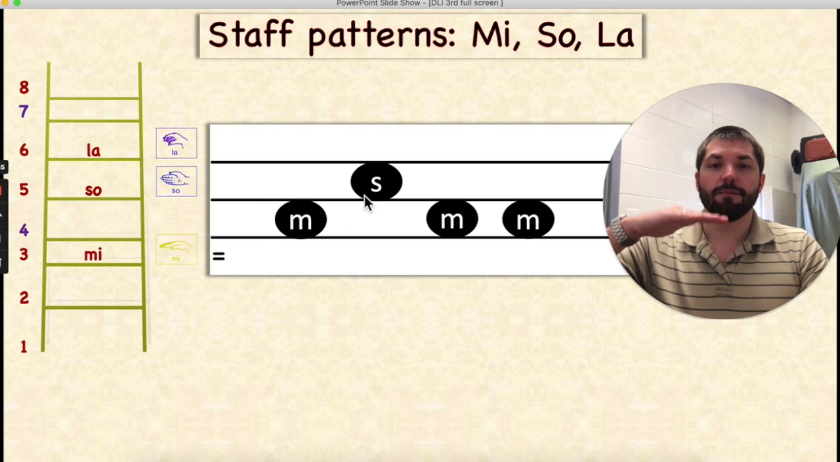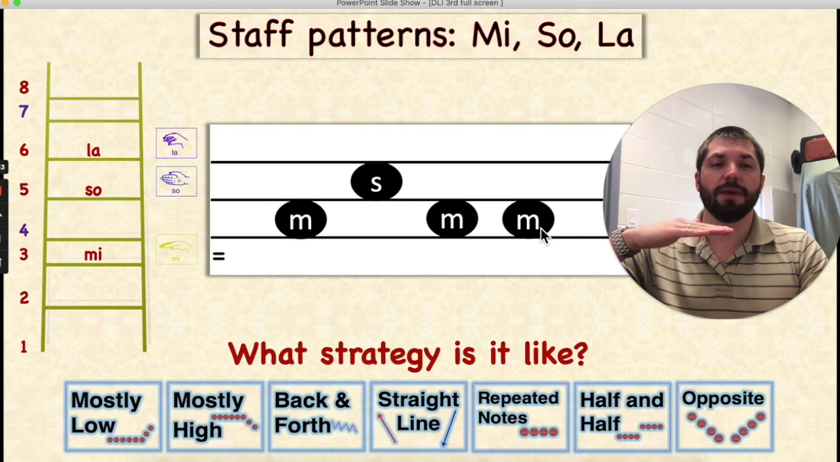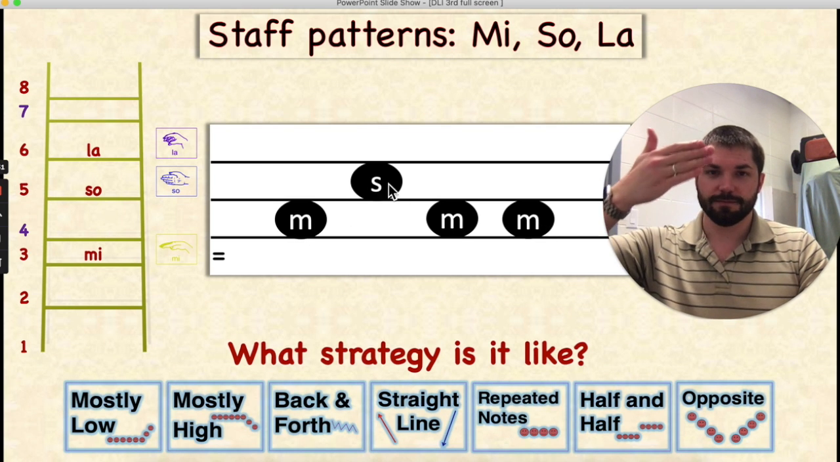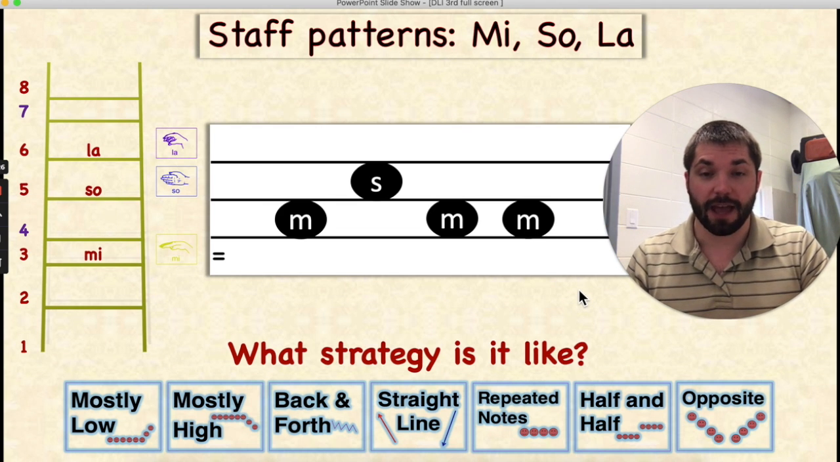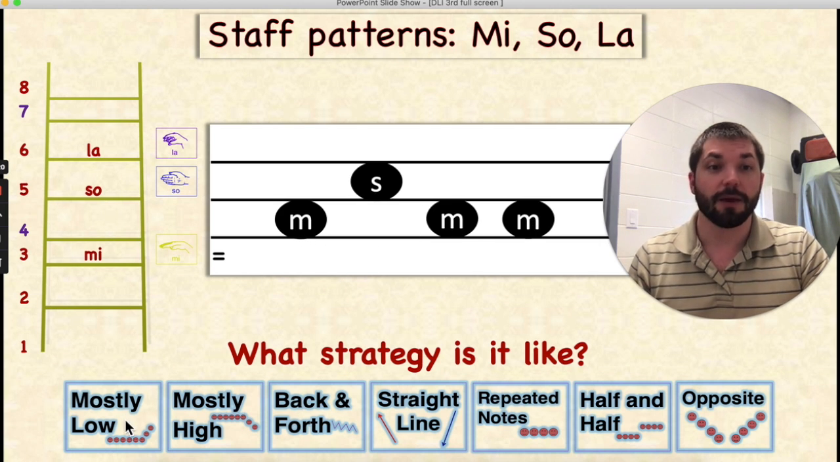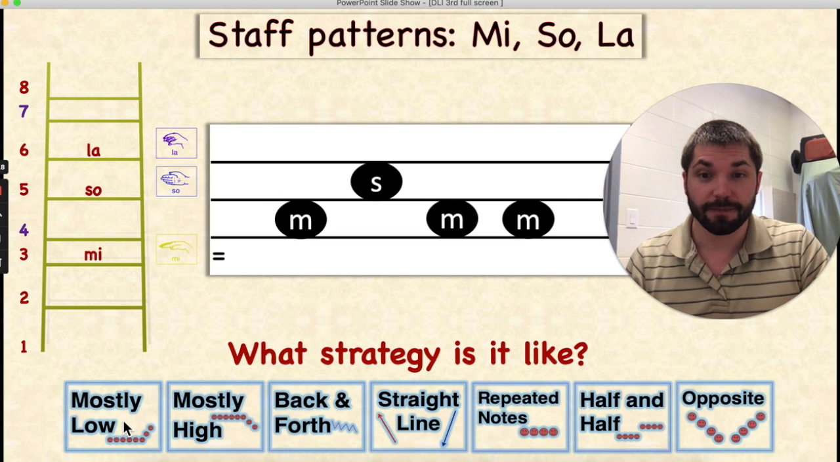Did you get me, so, me, me? You sing it. Okay, what strategy does this one have? Now I see 3 me's and 1 so. So I think that would be mostly low, right? Yeah, this one's mostly low.